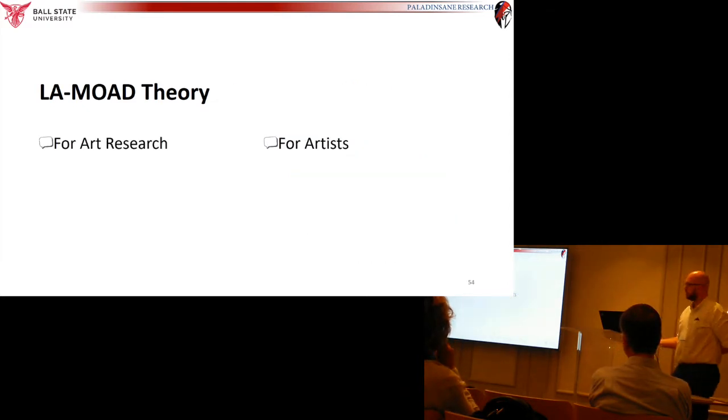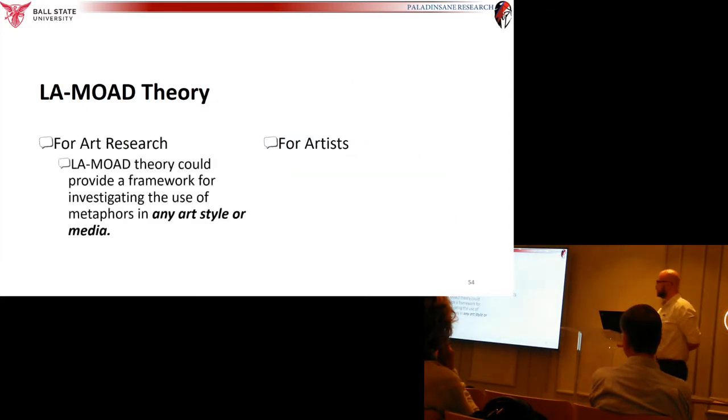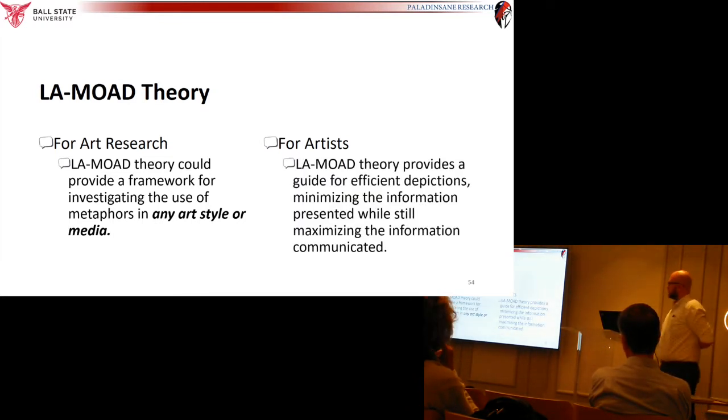So what this means for art research is that the Lamoe theory could provide a framework for investigating the use of metaphors in any art style or media. Could be movies, cartoons, anything where metaphors are used. And for artists, the Lamoe theory provides a guide for efficient depictions, where you can minimize the information that you're using while maximizing the information that is communicated.